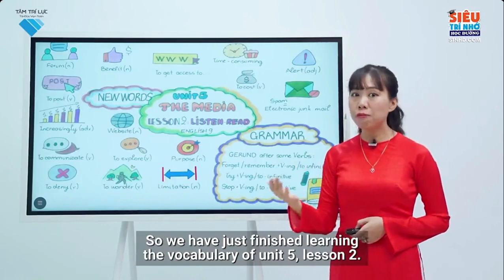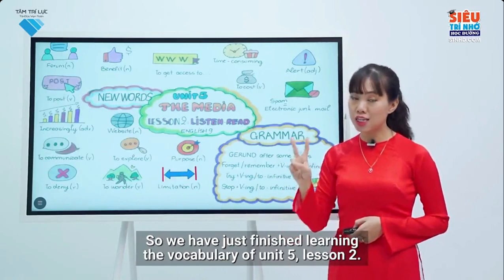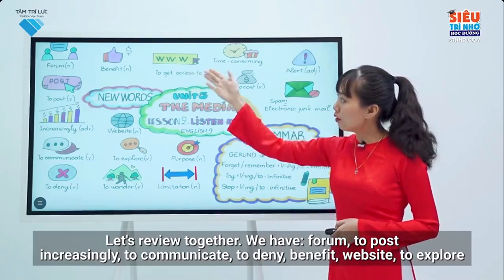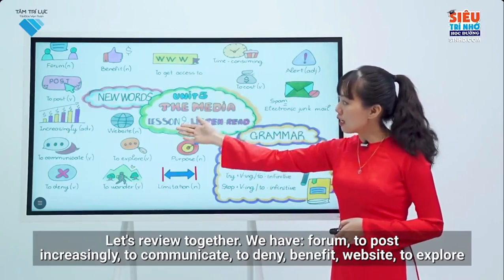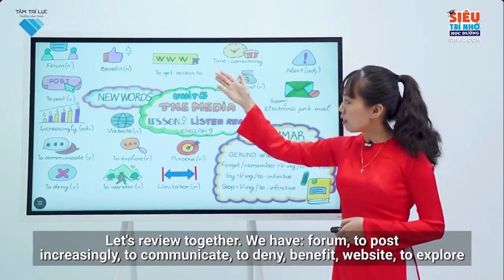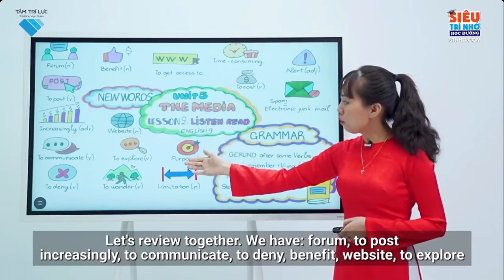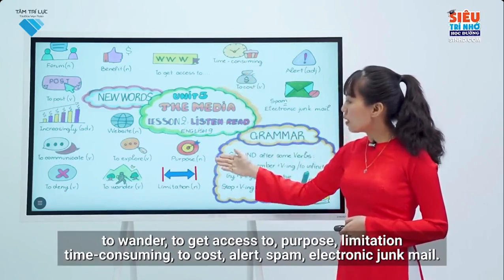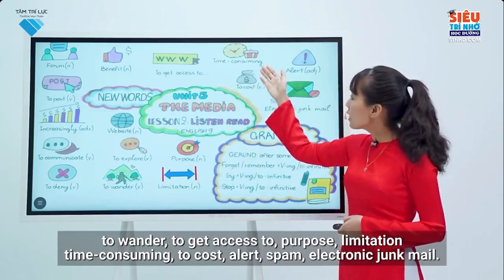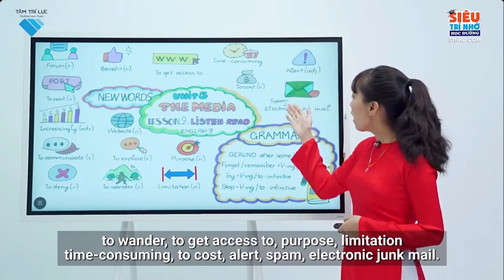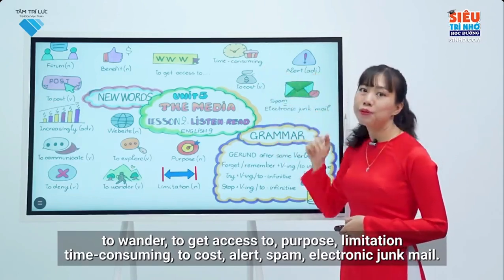So we have just finished learning the vocabulary of Unit 5 Lesson 2. Let's review together. We have forum, to post, increasingly, to communicate, to deny, benefit, website, to explore, to wander, to get access to, purpose, limitation, time consuming, to cost, alert, spam, electronic junk mail.